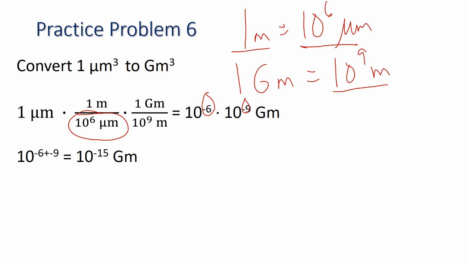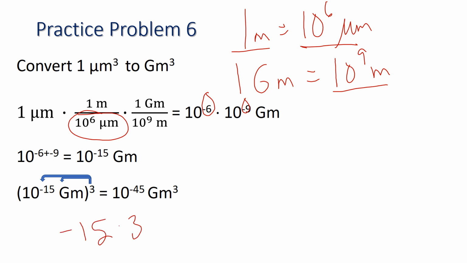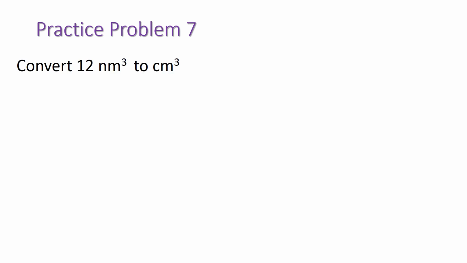We need to go into cubic units, so I cube it. Distribute the exponent, and we're left with 10 to the negative 45 gigameters cubed because negative 15 times 3 equals negative 45. Great. Next, practice problem number 7.